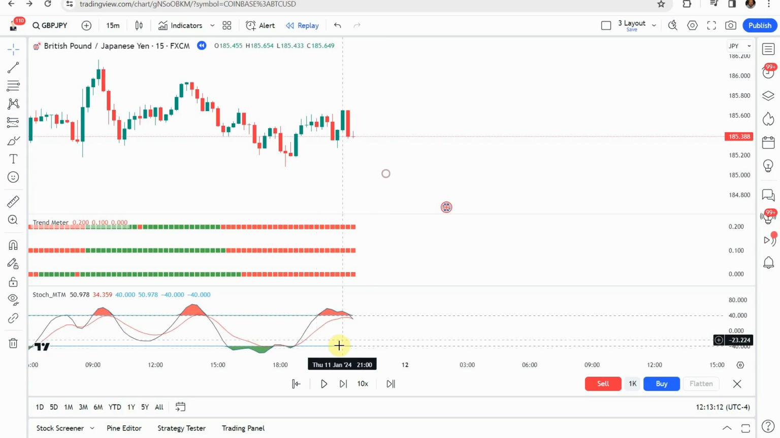So what we're looking for is when that stochastic pulls back, gives us that red background, and then crosses back down below that dashed line at the 40 mark.